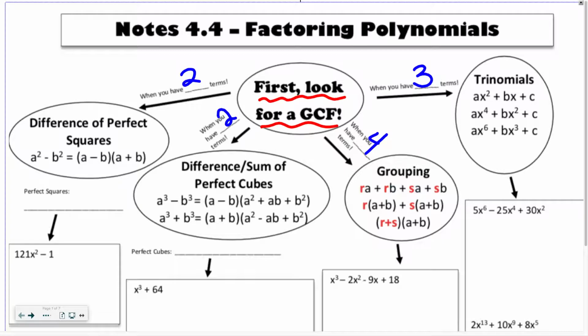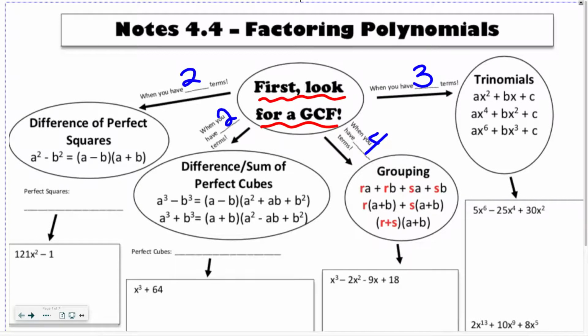Greatest common factor. Do all 2 terms share something in common, a number or an x or something like that? Do all 3 terms share something in common? Do all 4 terms share something in common? You can only take out the greatest common factor if all the terms in the polynomial share some number value, like they're all even, so I can take out a 2, or they're all multiples of 3, so I can take out a 3, or maybe they all have an x, so I can take out an x.